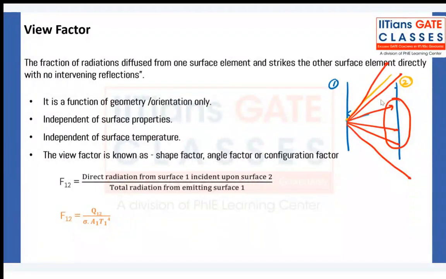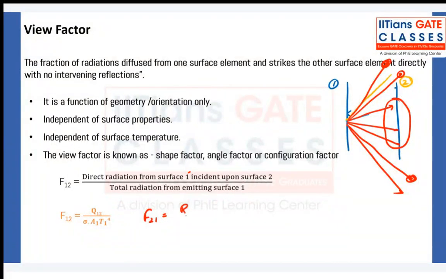Not everything that is reflected from surface 1 will be incident on surface 2, isn't it? This part is left, it is reflected, but this is gone somewhere, this is gone somewhere, similarly this is gone somewhere. So only the portion that is incident on the second surface out of that reflected from the first surface is the shape factor, 1 to 2. Okay, so F12 is direct radiation from surface 1 incident upon surface 2. So whatever radiation goes out from surface 1 and is incident on surface 2 is F12. Now what is F21 then? What is F21?